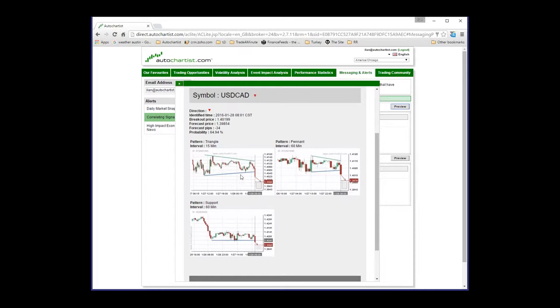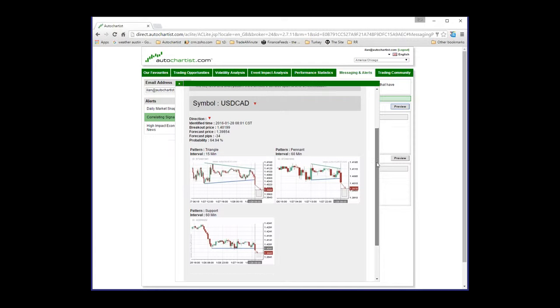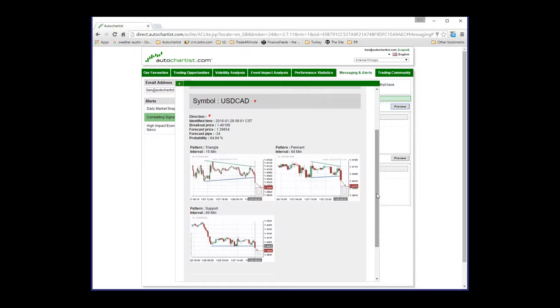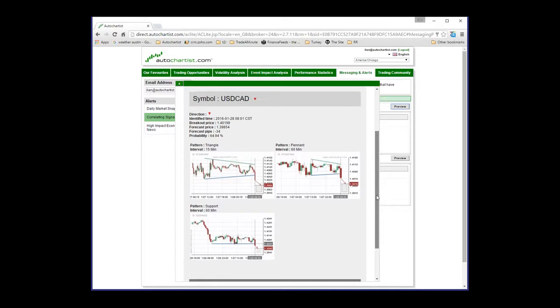And it does this because there's been a triangle, a pennant, and a support level, all pointing downwards, right, towards the same direction. Right? So these correlating signals only happen once a week or twice a week at most, but they're what we found to be of a lot of value to traders.